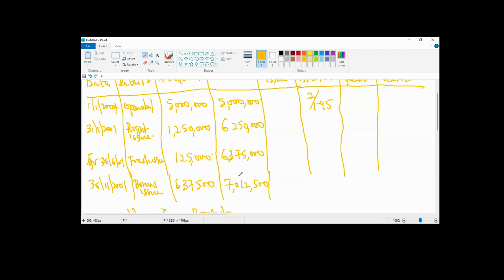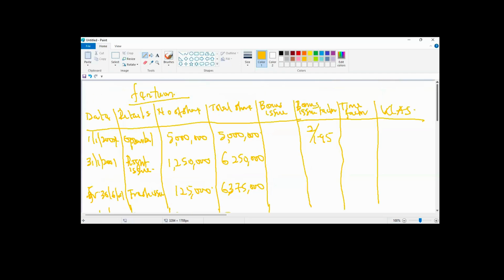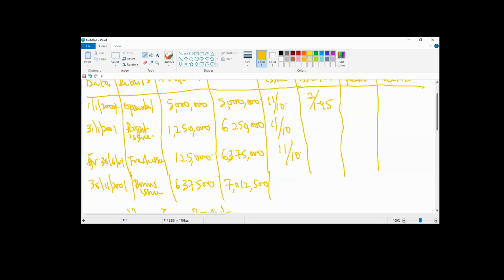The bonus issue must be given to who? Existing shareholders. Good. 11/10. I will not give this one because that's all. I will now go to the time factor.